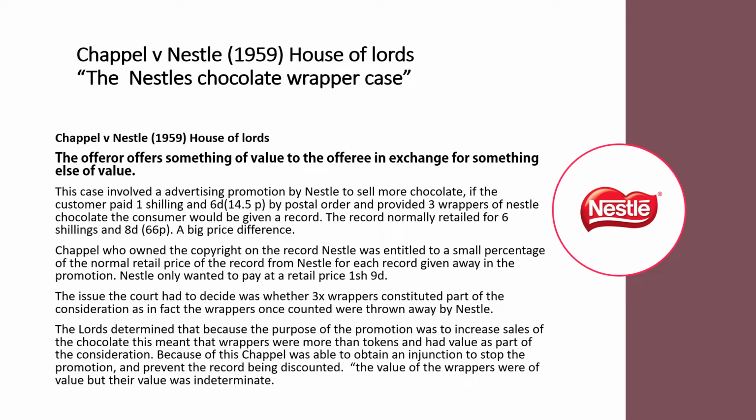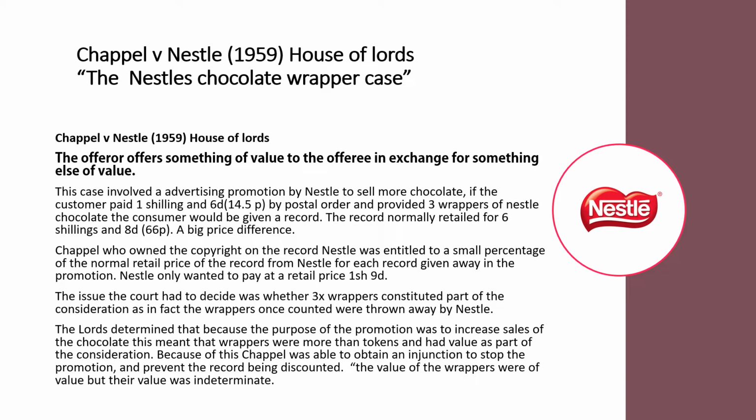The promotion was, if the customer paid 1 shilling and sixpence, that's in old money, by postal order, and also provided 3 wrappers of a Nestle chocolate bar, the consumer would be given a record. Now, that may not be familiar to you, but there are some records still about. There is vinyl about, but we're talking about a single, a record which young people wanted in 1959 to play on their jukeboxes or their record players.